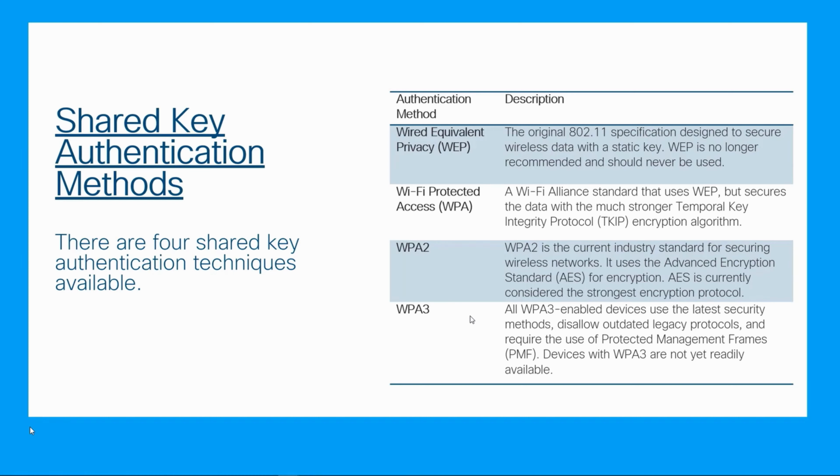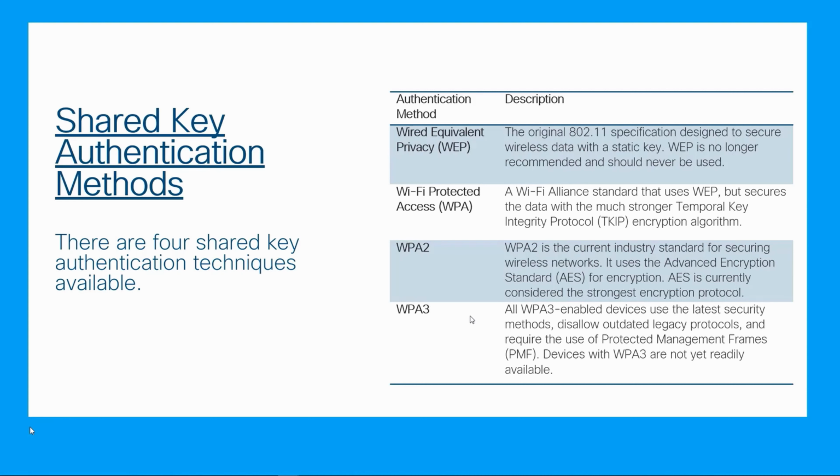It sounds great, but this is one of the original 802.11 specifications, and it was designed to secure wireless data using a static key. What that means is it's not very secure, and WEP is no longer recommended and should never be used. The next one is WPA, which is Wi-Fi Protected Access. Wi-Fi Protected Access was based off of the original WEP standard. It secures data using a stronger TKIP encryption algorithm, but still is not the best way to go.